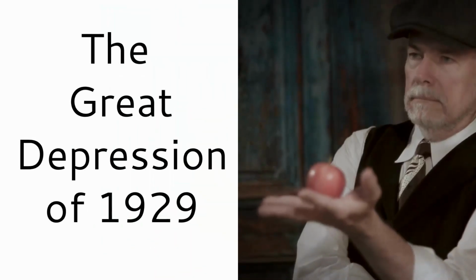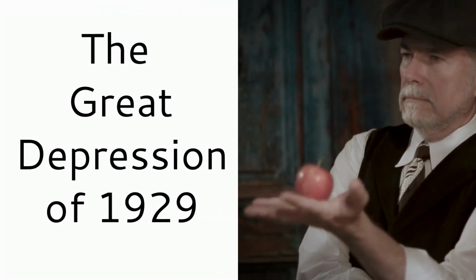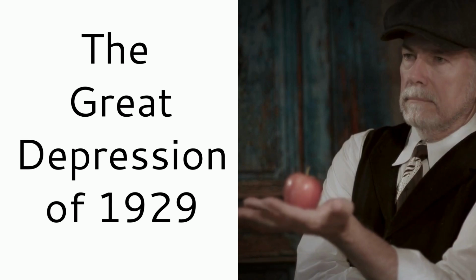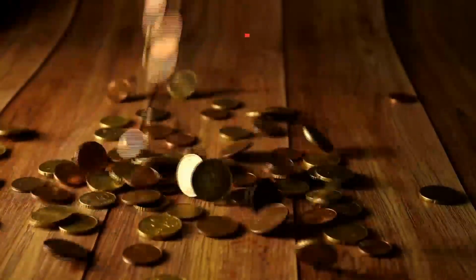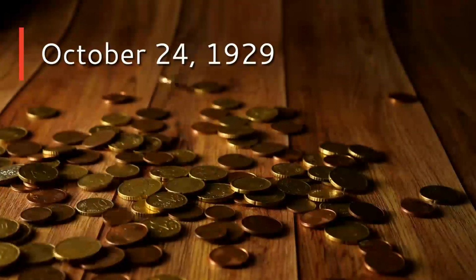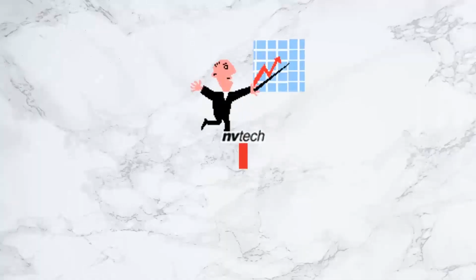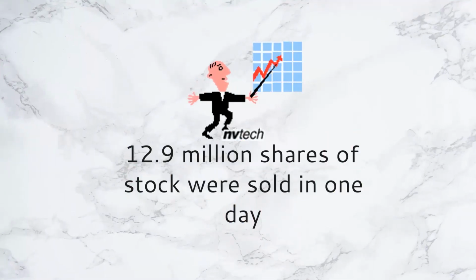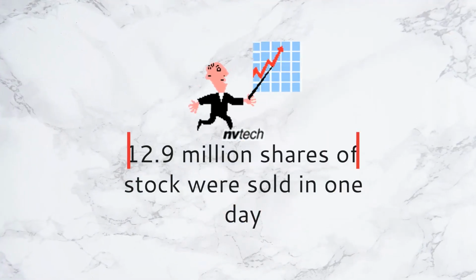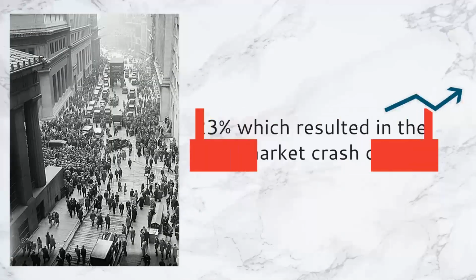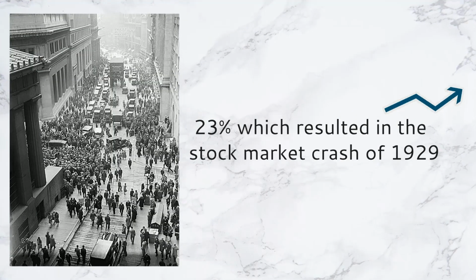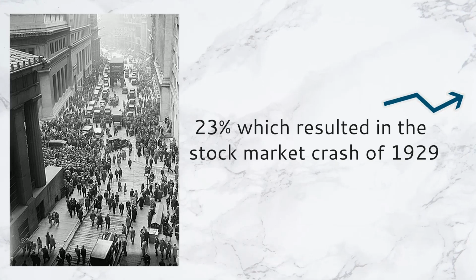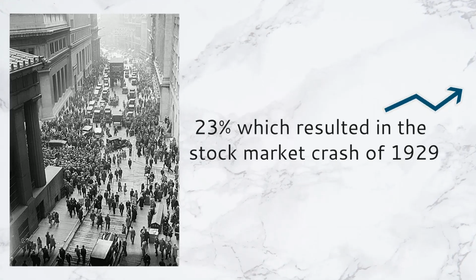The Great Depression of 1929 was a worldwide depression which lasted for 10 years. The most important event in the US economy was Black Thursday, October 24, 1929, when 12.9 million shares of stock were sold in one day. It was triple the usual amount that was spent. Over the next 4 days, stock prices fell 23%, which resulted in the stock market crash of 1929.